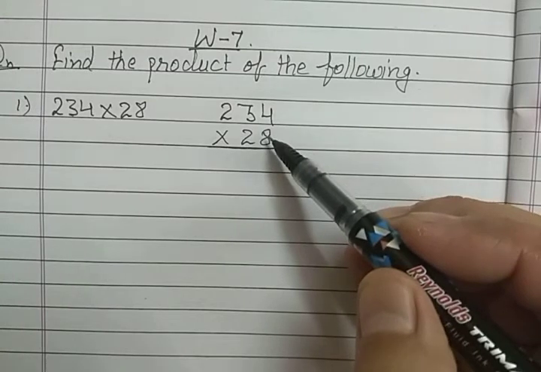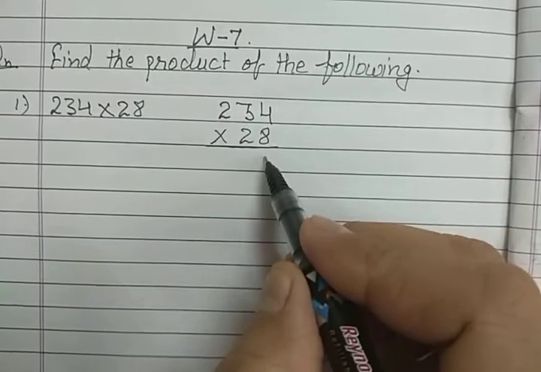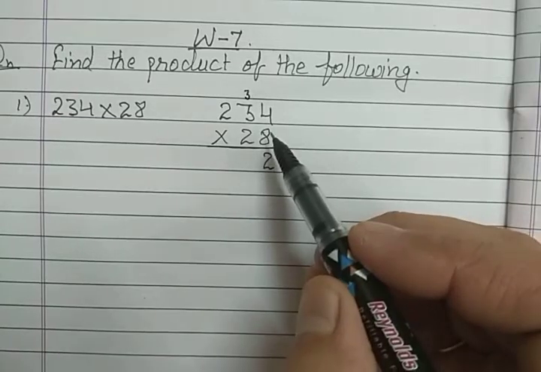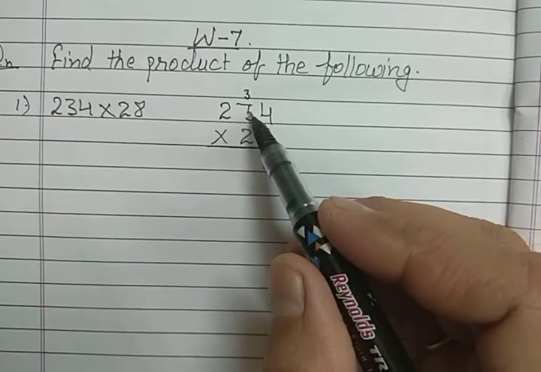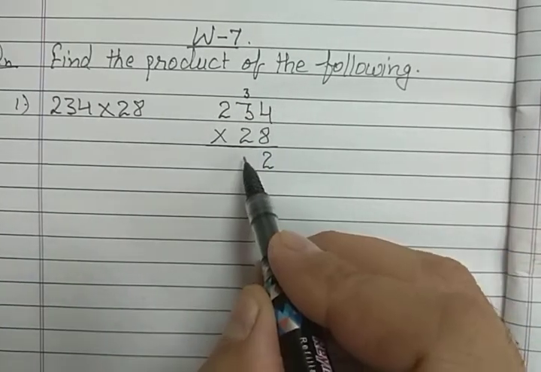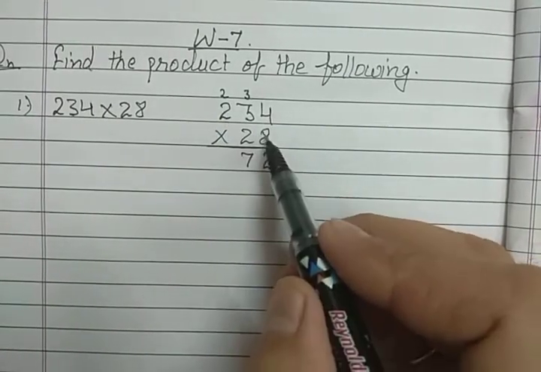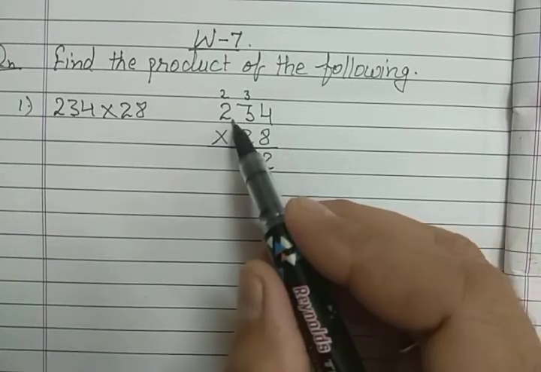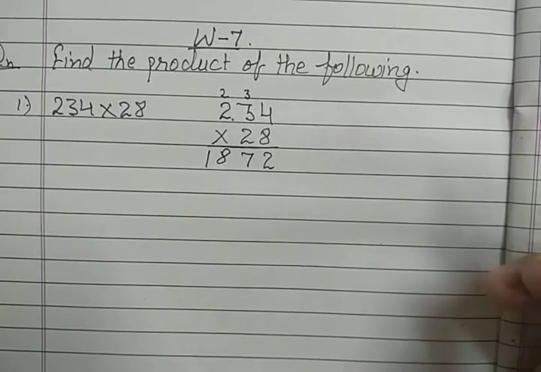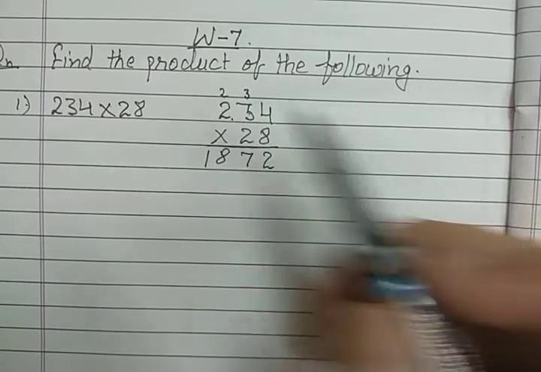In the same way, multiply 8 by 4 first. So 8 4s are 32, 3 carry over. Now we will multiply 8 by the tens place. 8 3s are 24 plus 3 is 27. Now we multiply 8 by the hundreds place. 8 2s are 16 plus 2 is 18. So there is nothing new. We have to multiply in the same way, first by ones place, then tens place, then hundreds place.